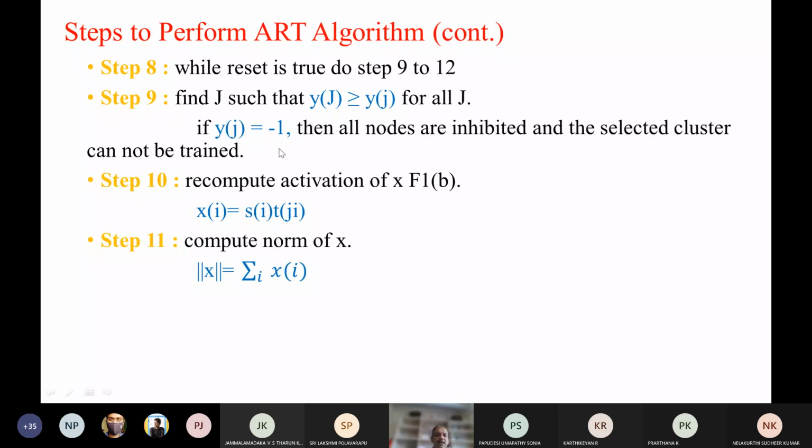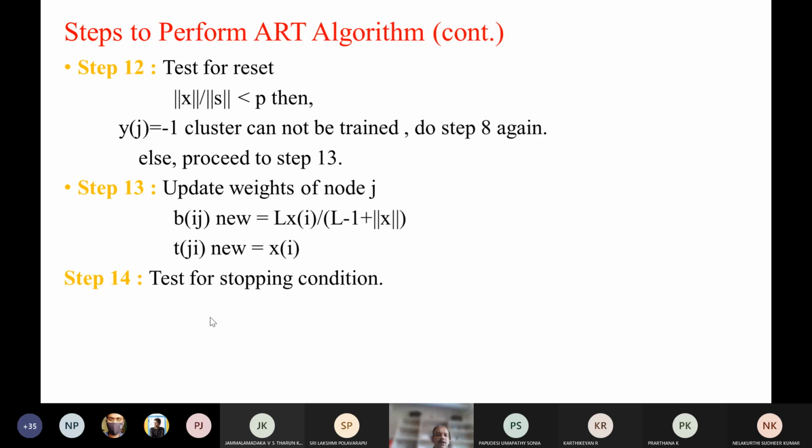Then step number 10, I need to recompute the activation of x, that is F1B. So Xi equals Si times Tji. This is the weights and this is the inputs. Then I need to compute the norm of x, modulus of x equal to summation of xi, as previously. Then step number 12, I need to test for reset: modulus of x divided by modulus of s less than rho, the vigilance parameter. If Yj equals -1, the cluster cannot be trained. So I need to do step 8 again, that is steps 8, 9, 10, 11, 12.